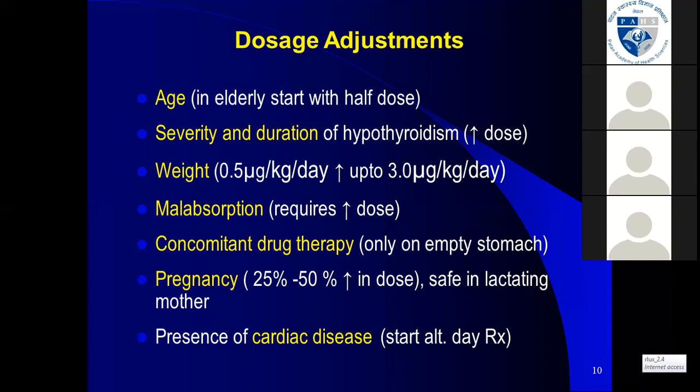But I have been through different articles. I found that one of the articles in JAMA told that it is much better to give thyroxine at bedtime. And regarding pregnancy, around 25% to 50% of the dose should be increased, and it is safe in lactating mothers.